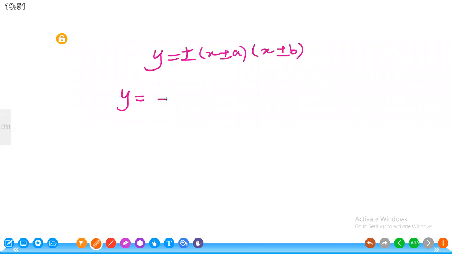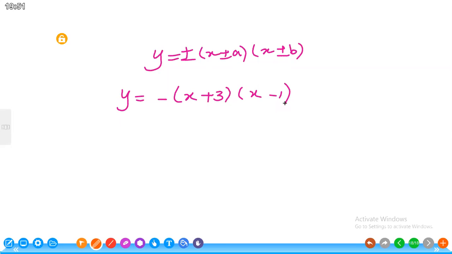Now let us consider another graph of the function of the form y equals plus or minus (x plus or minus a) and (x plus or minus b). Now let us consider the characteristics through an example question. Sketch the graph of y equals minus (x plus 3)(x minus 1). Here, let us identify the characteristics of this graph without drawing the graph.